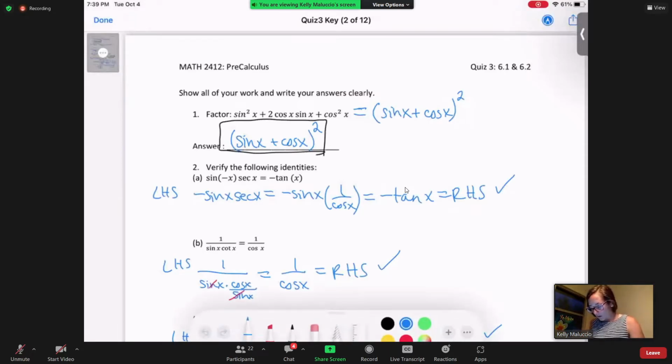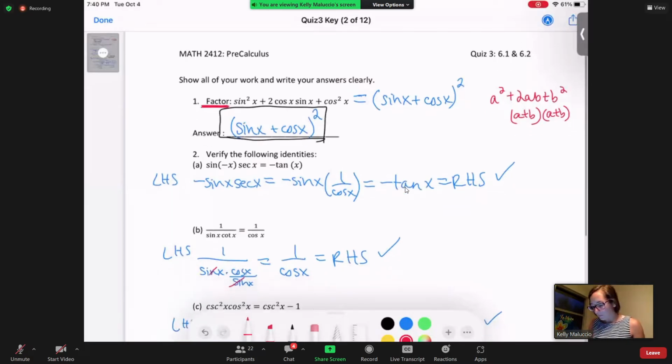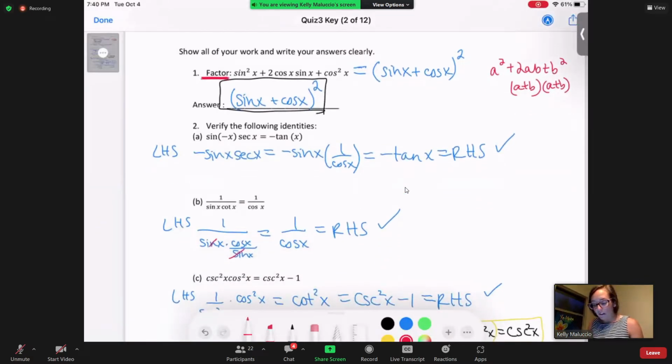So for the quiz, this first one, I did take a point off. Some people rewrote it, which is fine because they know sine squared plus cosine squared is 1, but it was asking to factor. A lot of people wrote this out as a squared plus 2ab plus b squared is just a plus b times a plus b, right? So I was looking for just sine plus cosine, right?